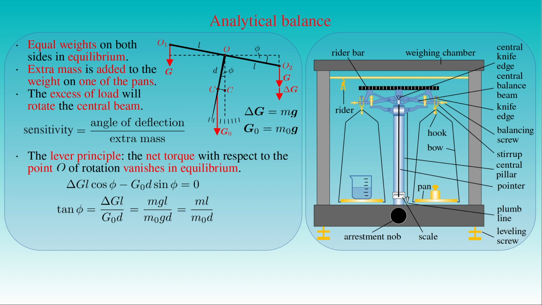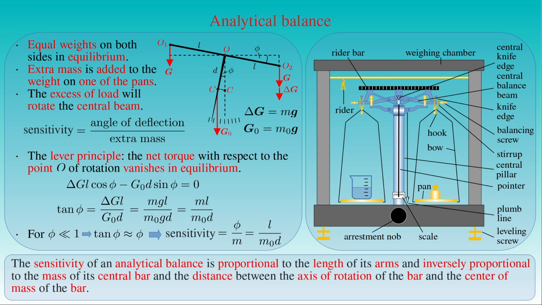For very small extra mass used in practice, the angle of rotation phi is also small and tangent phi can be approximated by phi. As a result, we can express the sensitivity, given by the angle of deflection phi divided by the extra mass m, as the ratio of the arm length L of the balance to the mass m0 times the distance d. That is, the sensitivity of an analytical balance is proportional to the length of its arms, and inversely proportional to the mass of its central bar and the distance between the axis of rotation of the bar and the center of mass of the bar. In fact, the points of rotation O1, O and O2 do not necessarily lie on a line. Therefore the sensitivity of the balance also depends on the load, and it decreases with increasing load.